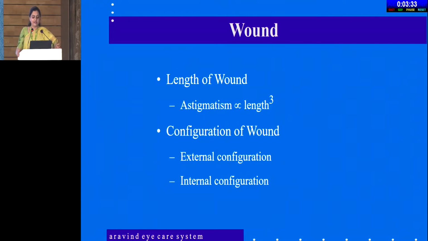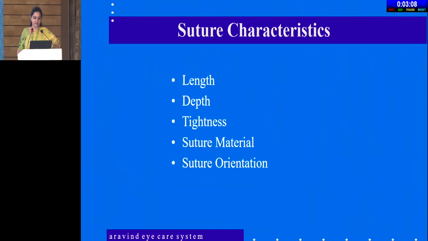So again, the more the length of the wound, the more astigmatism you're going to have. So these are the points that we'll have to remember, that is the length of the wound. So with a chevron or frown incision, the chord length is more. So the length this way is going to be more, so your astigmatism is again going to be less. And external configuration and internal configuration also have to be kept in mind.